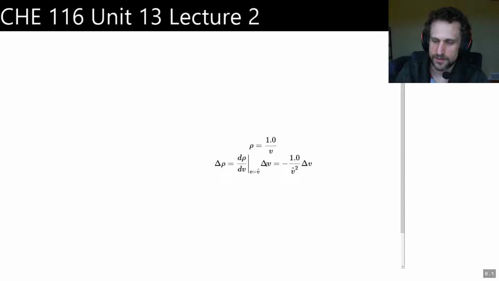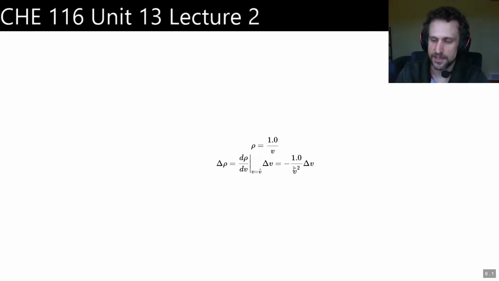So then the uncertainty in density is going to be minus 1 over v squared times the uncertainty in volume. Okay, so this one is very different, right? It has a minus sign, and it's 1 over v squared times the uncertainty in volume. So here, the density is going to be pretty sensitive, right? We have a v squared term, so maybe not that sensitive. It depends on if v is less than 1 or greater than 1.